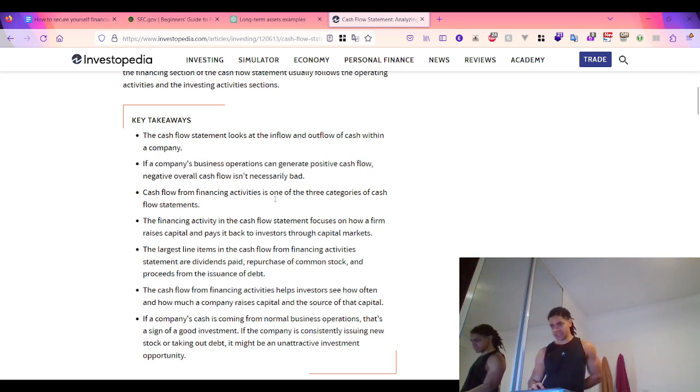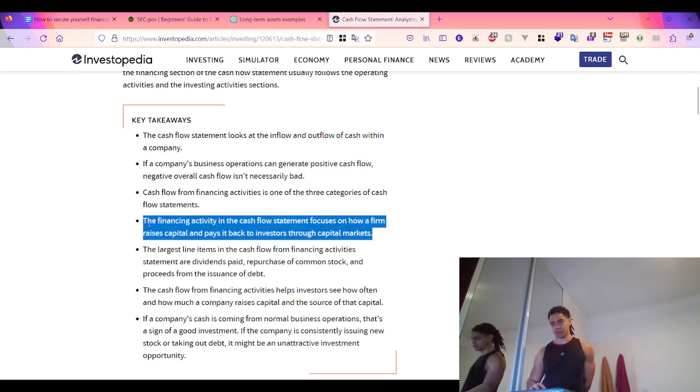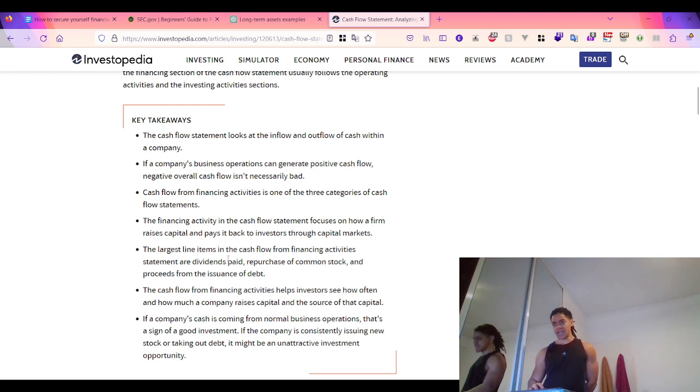Cash flow from financing activity is one of the three categories of the cash flow statement, and the financing activity in the cash flow statement focuses on how a firm raises capital and pays it back to investors through capital markets. So the large line items in the cash flow from financing activity statements are dividends paid, repurchase of common stock, and proceeds from the issue of debt.